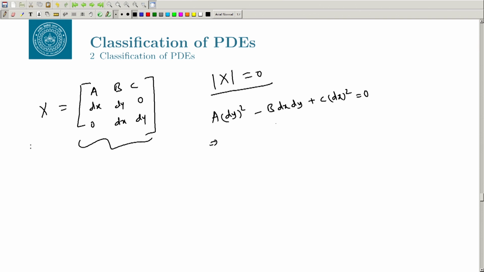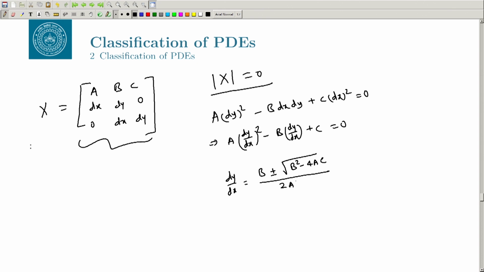So, then it will be nothing. If I divide everywhere by dx square, this will become A (dy/dx)^2 minus B dy/dx plus C equal to 0, right. Then solve this quadratic equation. So, your dy/dx will become B plus minus square root of B square minus 4AC by 2A, right, usual form, except that now we have this minus sign, that is why the minus disappears here, right.